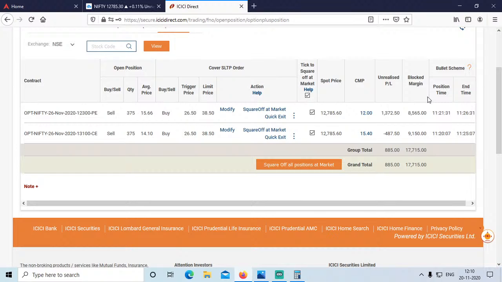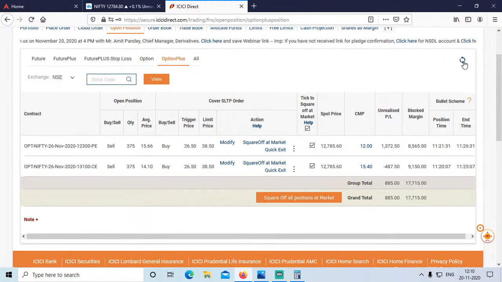Almost we started around 11 a.m. Now it is 12. In 1 hour, how much is the profit that we are getting? 978. Yeah, good profit.